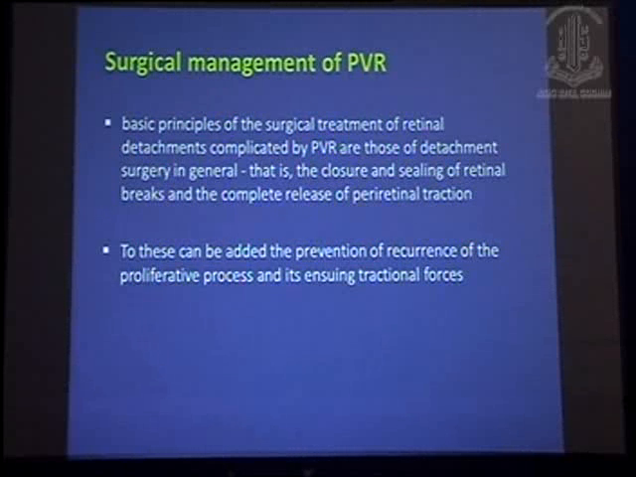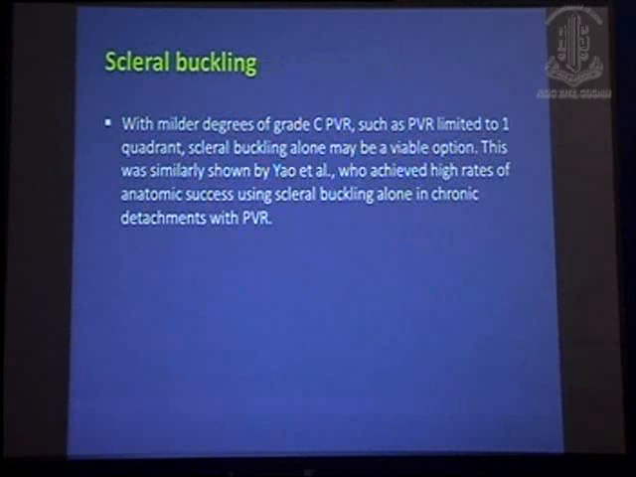The basic principles of the surgical management of detachment complicated by PVR are those of detachment surgery in general, that is closure and sealing of retinal breaks and complete release of periretinal traction. To this can be added the prevention of recurrence of the proliferative process and its ensuing traction forces. I will deal with that in a very short way.